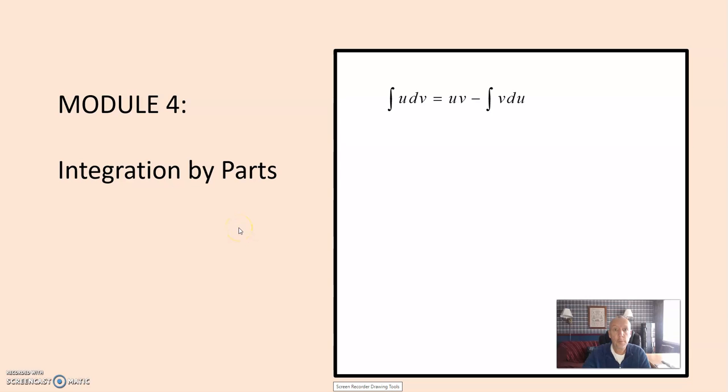In Module 4, we'll look at another integration technique. Specifically, we'll look at integration by parts. Let's start our discussion by looking at the formula for integration by parts, which is the integral of u times dv, which is equal to u times v minus the integral of v du.